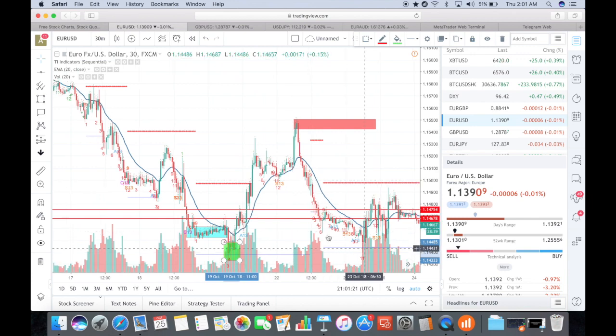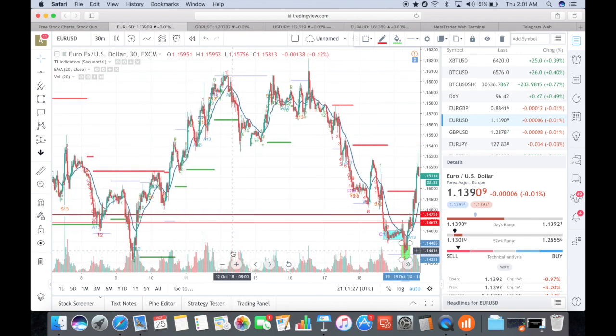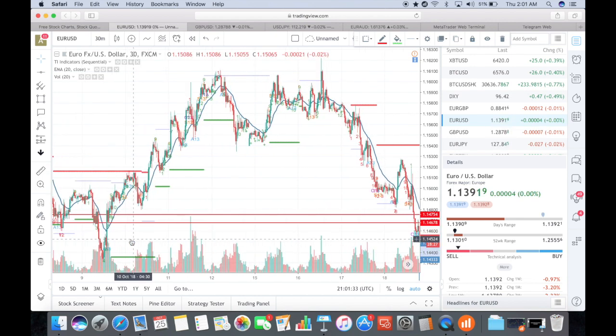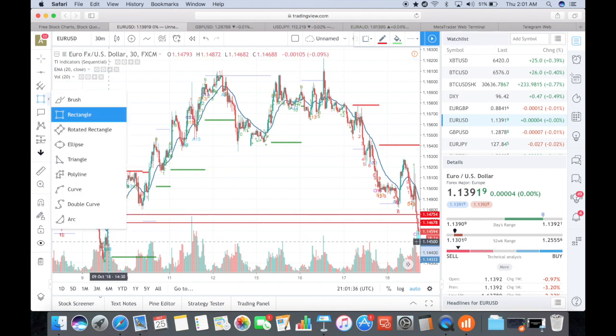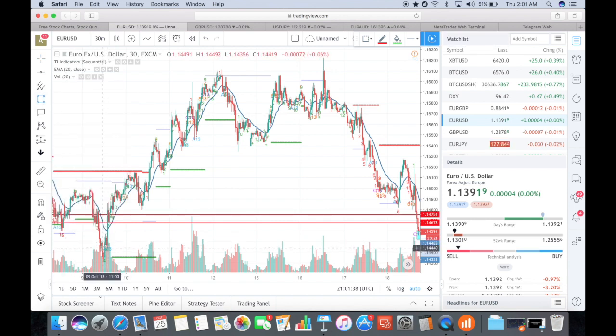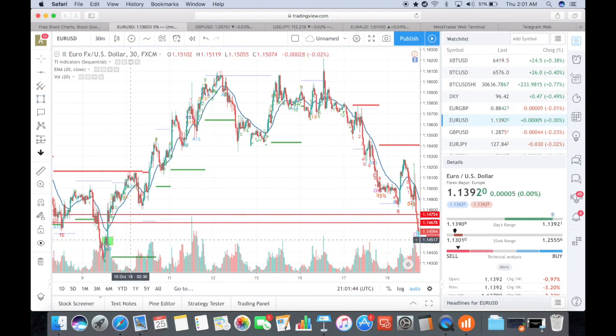So this was the test of this demand zone. Also, this demand zone was a test of this demand zone over here. So the more times it got tested, the weaker it got. This one, the more times it got tested.